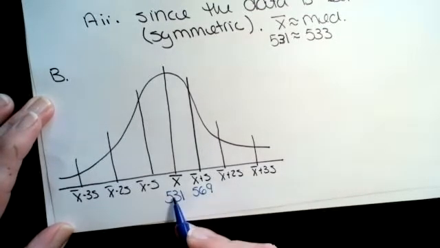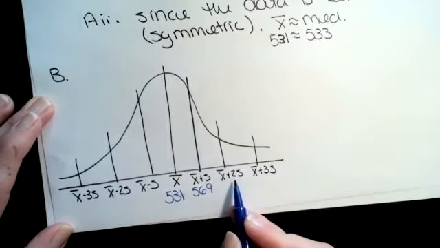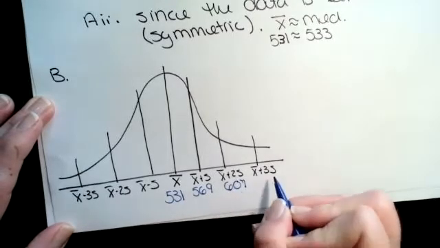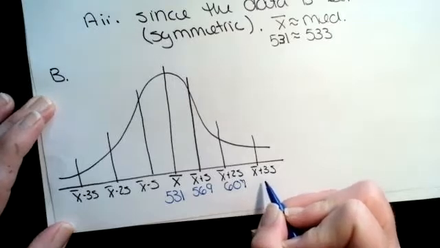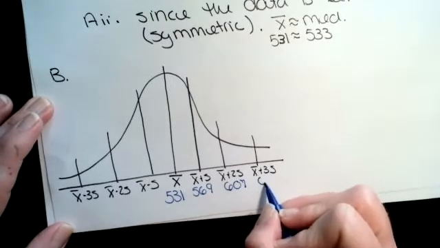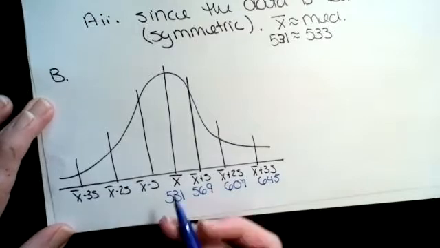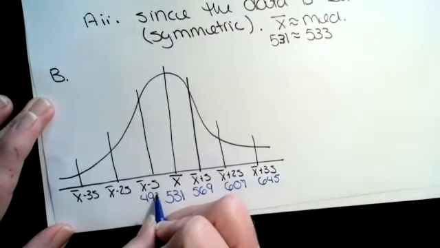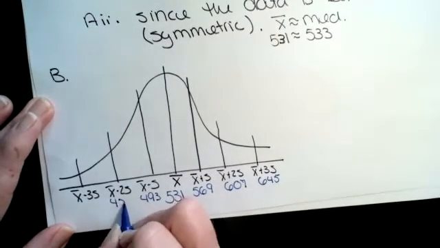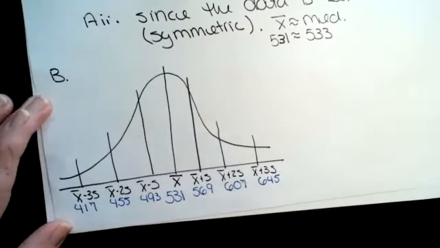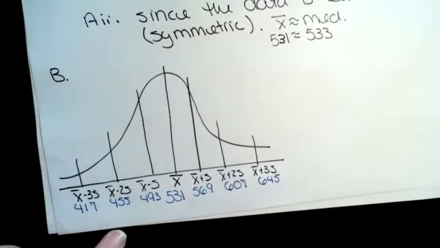Okay. When I add 531 plus 2 times the standard deviation of 38, I get 607. And then for the last one, for 3 standard deviations above, I get 645. And now I'm going to do the same thing for subtraction on the left side. Okay, so there's my values. These are my data values.